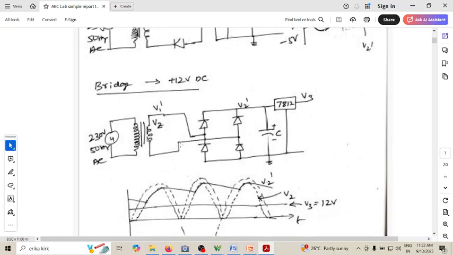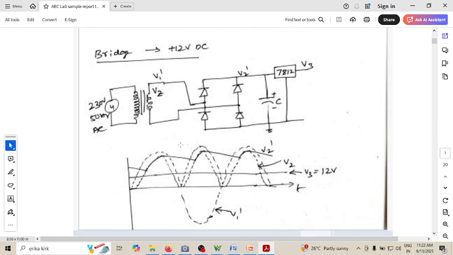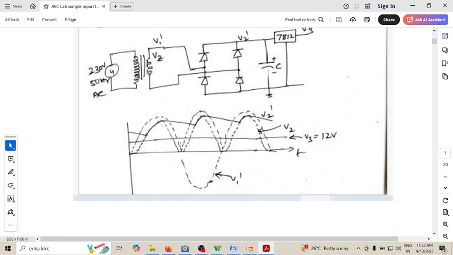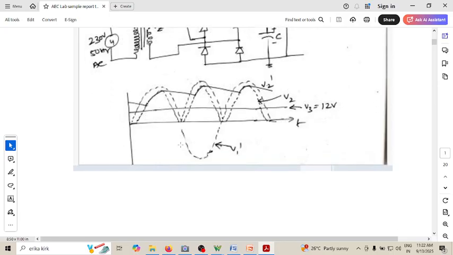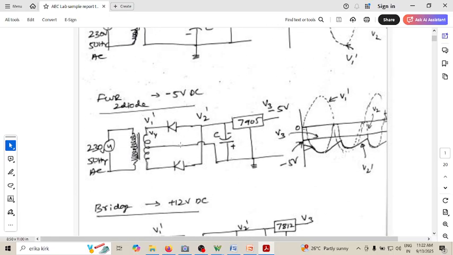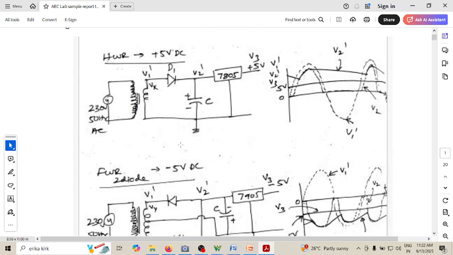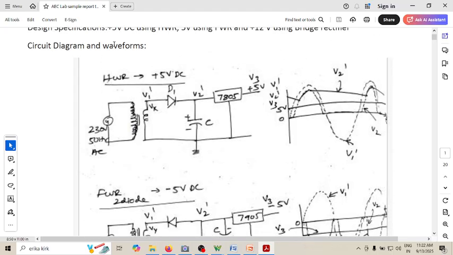Of course, this has already been discussed in detail in the previous videos. Fine. So these are the circuit diagram and the waveforms. That is what the first portion of your report should include, that is, the circuit diagram and waveform.